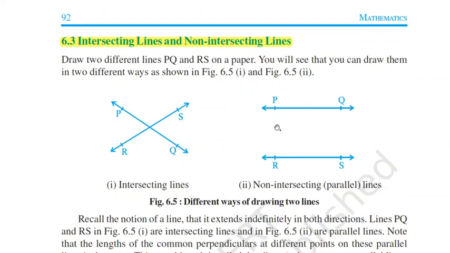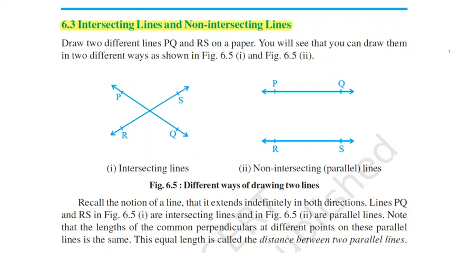Now we will move to intersecting lines and non-intersecting lines. So what is an intersecting line? As always, if two or more lines are intersecting at any point, then we call them intersecting lines. If they are not intersecting, then we say they are non-intersecting lines. And the most important thing: non-intersecting lines are always parallel lines.